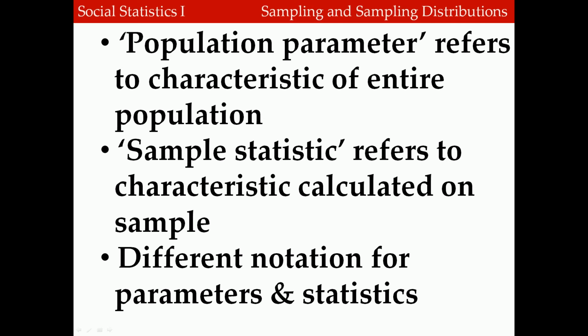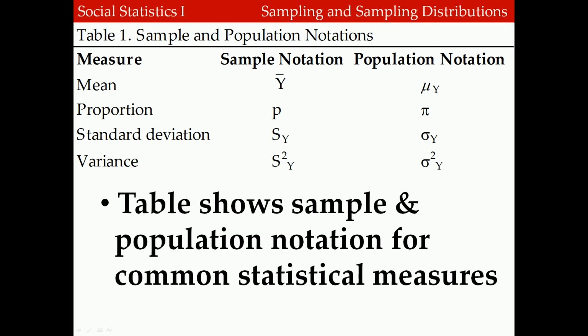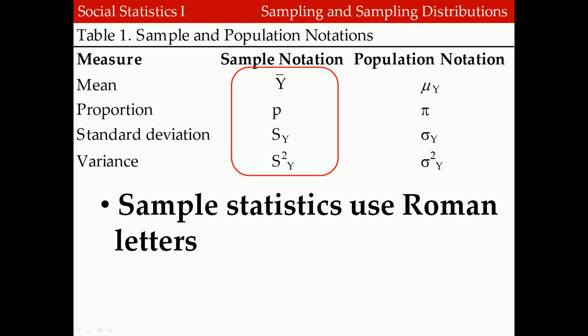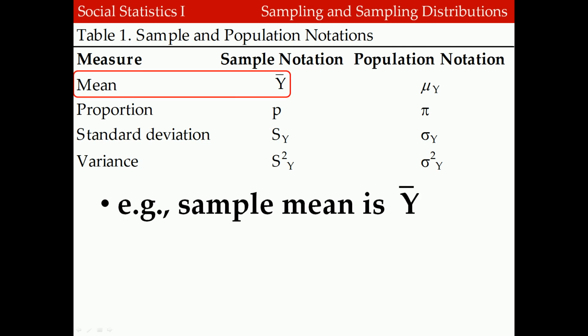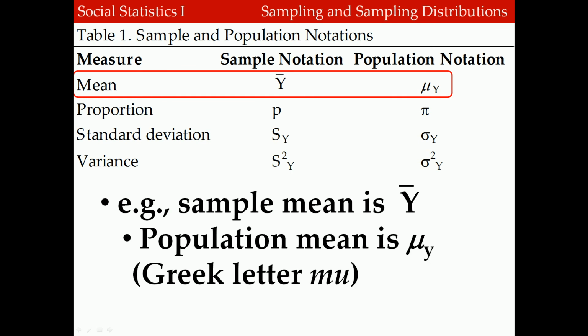So note that we use different notation for parameters and statistics. Here's a table showing the different notation. Notice that sample statistics use Roman letters for their notation, while population notation uses Greek letters. Let's take a look at some common statistics that we look at and see how the notation differs for these statistics. So the sample mean in this case is y bar, and we can call the population mean mu sub y. That is, we use the Greek letter mu to refer to the mean.